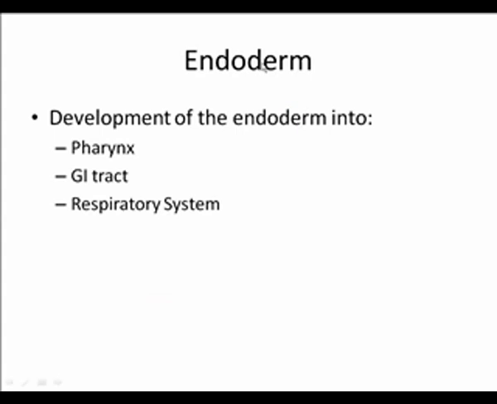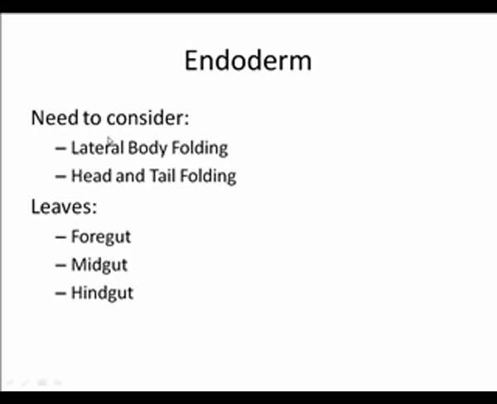If we look at the endoderm now, we can talk about what happens to the endoderm as we get the formation of the pharynx, the GI tract, and the respiratory system. And we not only need to consider lateral body folding, but as you saw previously, head and tail folding. And the two together will leave the endoderm in three segments. One segment is the foregut, another the midgut, and the third the hindgut.